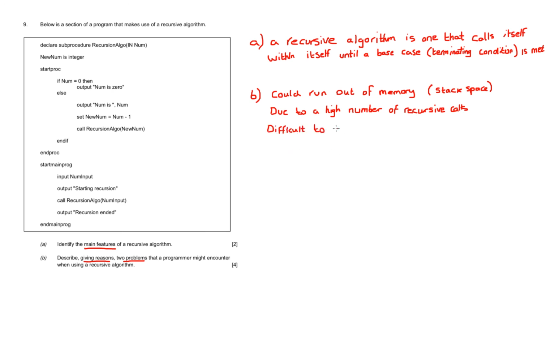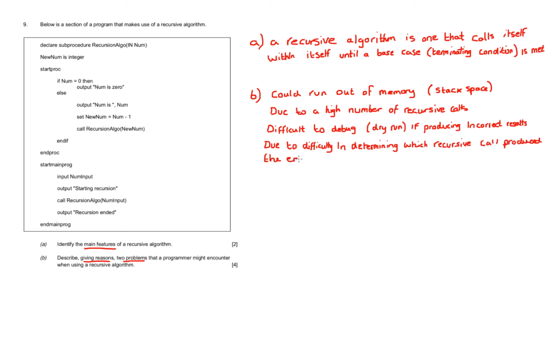You could also say it's difficult to debug or dry run if your system is producing incorrect results. And that's down to the difficulty in determining which recursive call actually produced the error. And again, that would get you 2 marks.